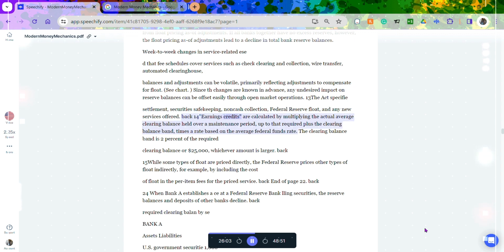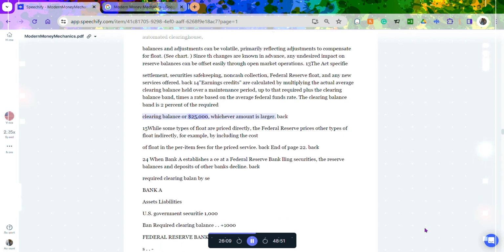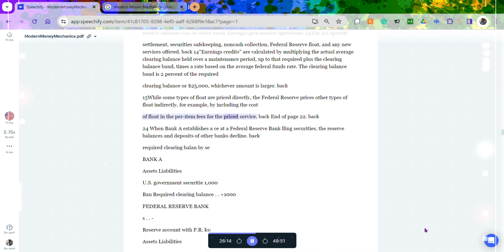14. Earnings credits are calculated by multiplying the actual average clearing balance held over a maintenance period, up to that required plus the clearing balance band, times a rate based on the average federal funds rate. The clearing balance band is 2% of the required clearing balance or $25,000, whichever amount is larger. 15. While some types of float are priced directly, the Federal Reserve prices other types of float indirectly, for example, by including the cost of float in the per item fees for the priced service.